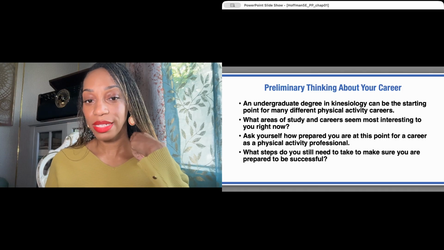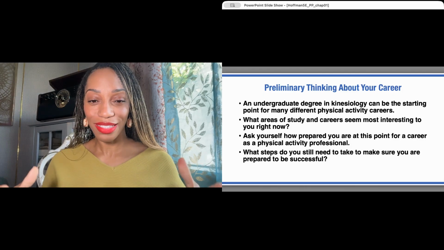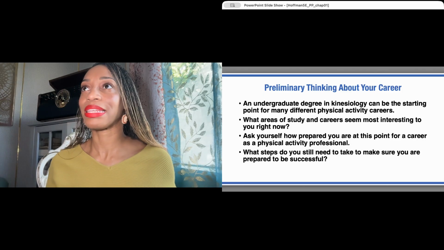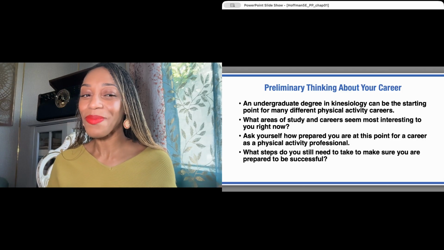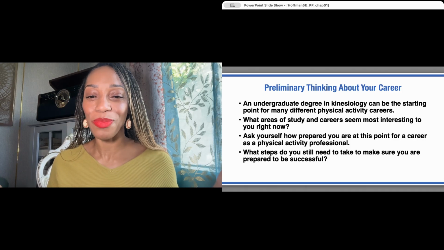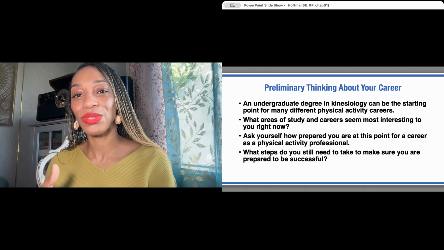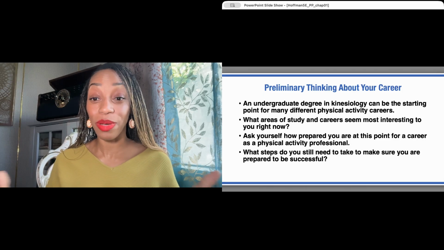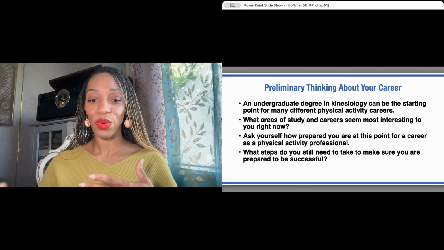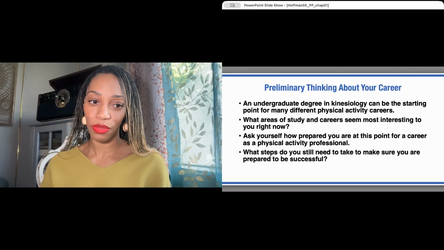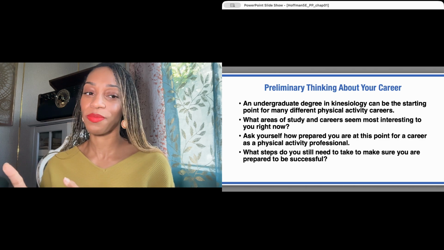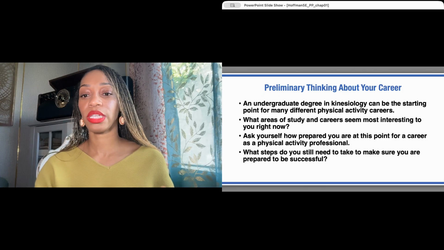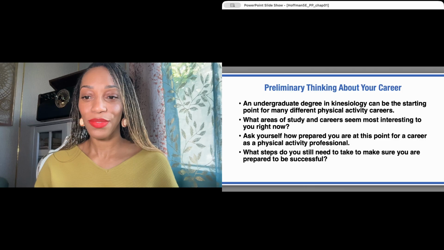Then we have things such as being honest and asking yourself how prepared you are for a career at this point. It's completely okay if you're not, because nobody walks into college 100% prepared for the career that they're going to do, or you wouldn't need college. So it's okay if you don't know. But again, assessing where you are so that you can have a plan moving forward that makes sense and sets you up for success. And then what steps do you still need to make sure you're going to be successful?